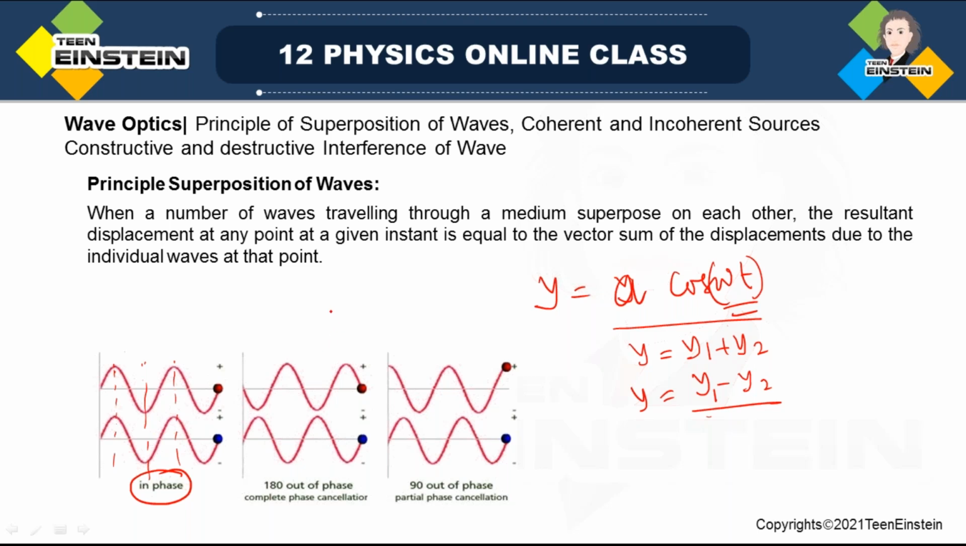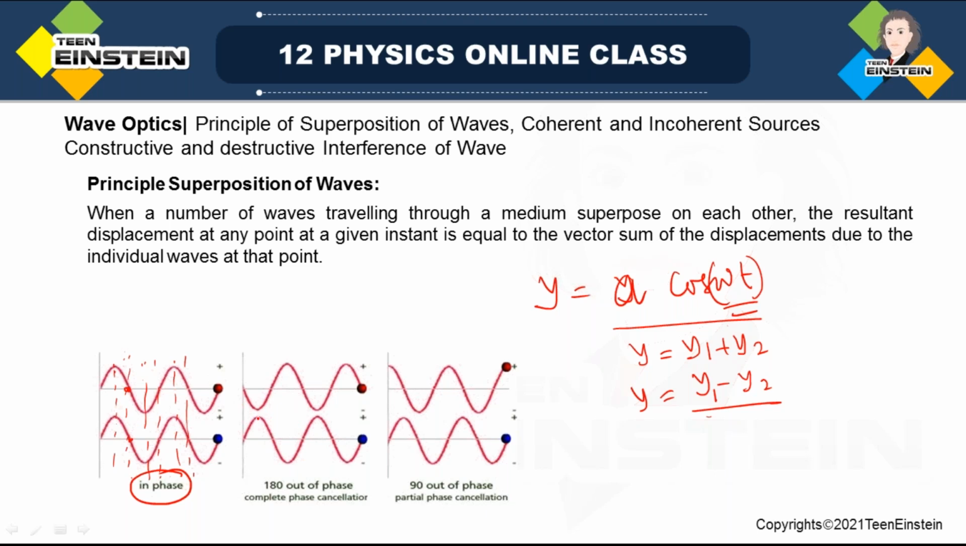I think we have discussed this before also. When there are two waves and the maximas, the maximum displacement or minimum displacements, or maybe zeros, not only maximum minima, even zeros are happening at the same place or same time, those are called in phase.